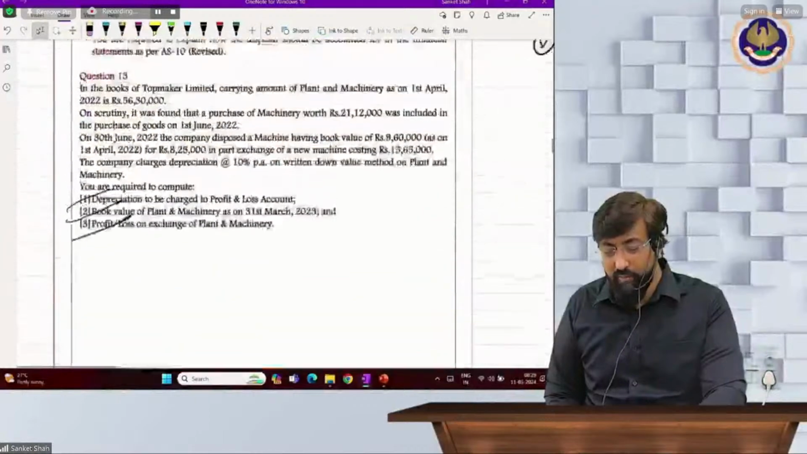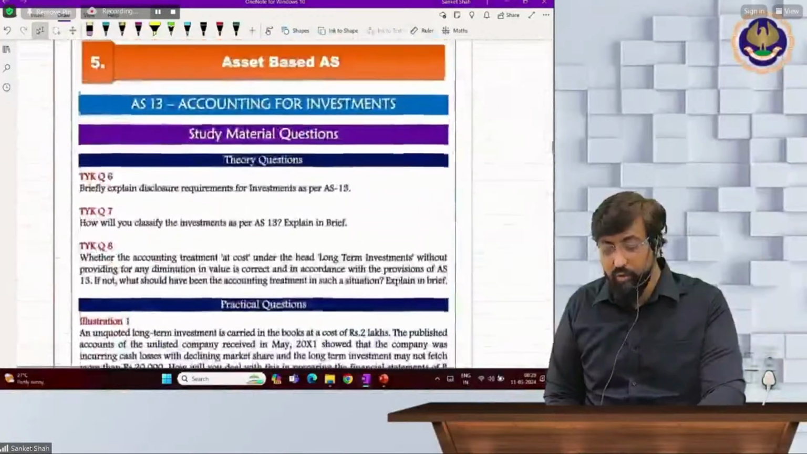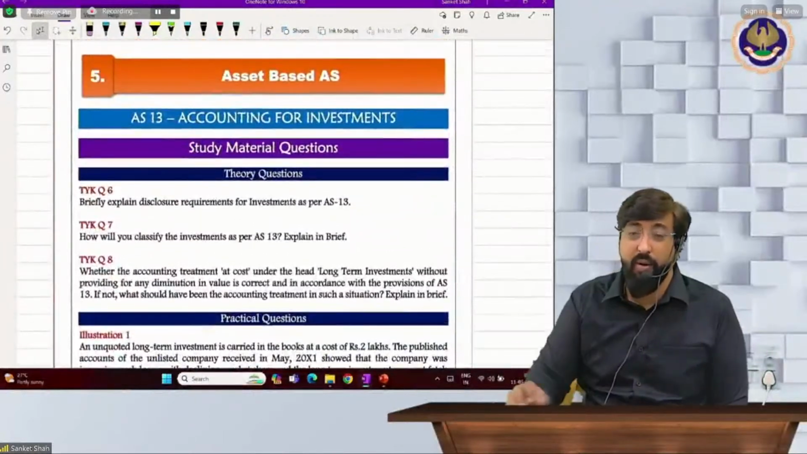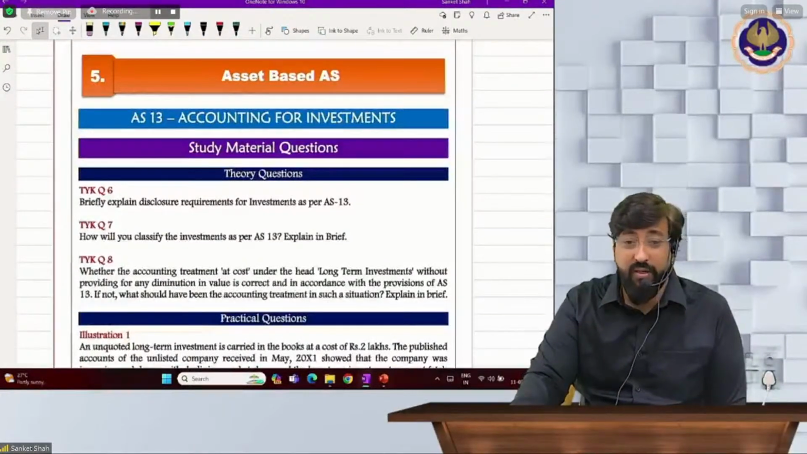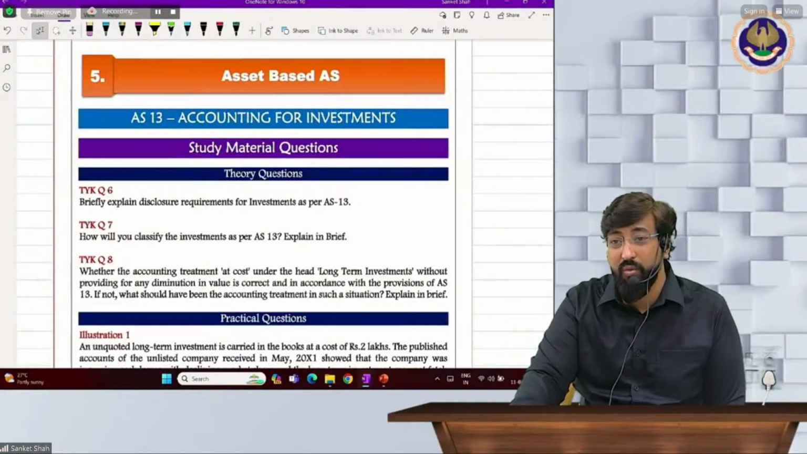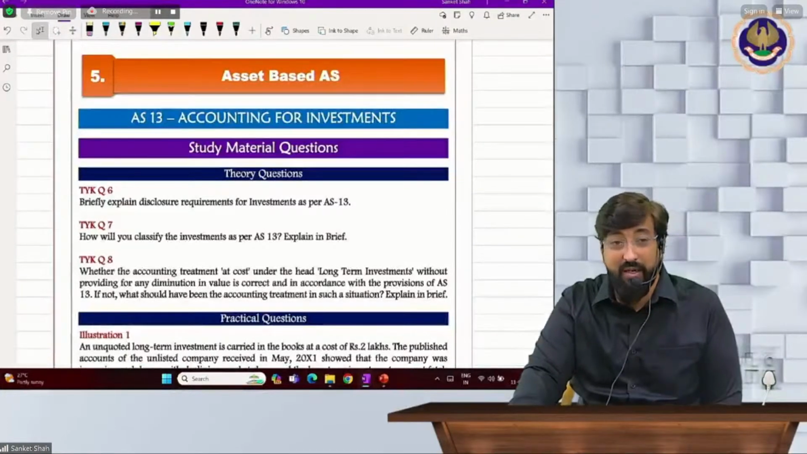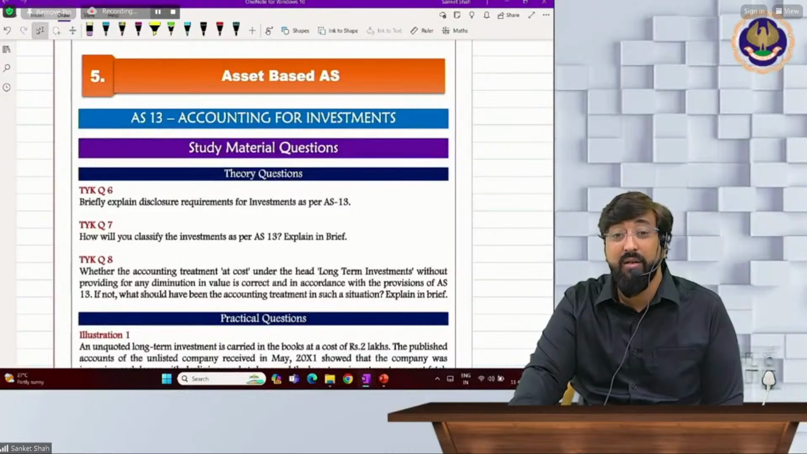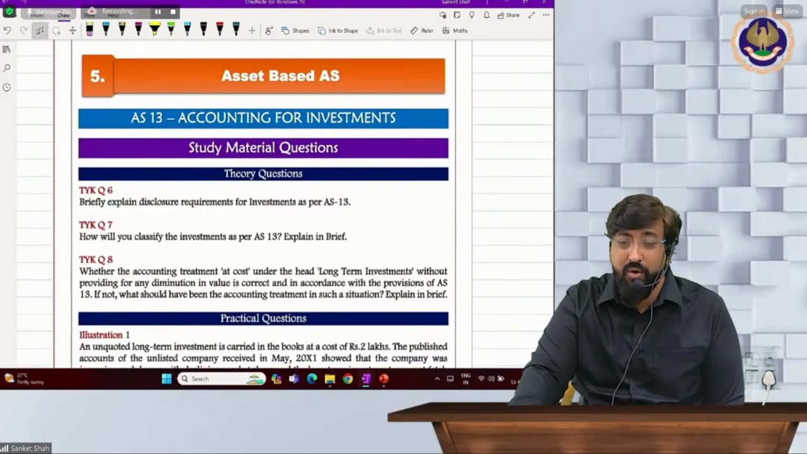So now, my dear friends, we will move to next standard. If you have any query on accounting standard 10, तो मैं आपको 5 मिनट देता हूँ. 5 मिनट में आप लोग मुझे बताइए. Otherwise, we will move to next standard, that is accounting standard 16. Should I cover 16 or 13? Yes. Give your opinion. 16 or 13.